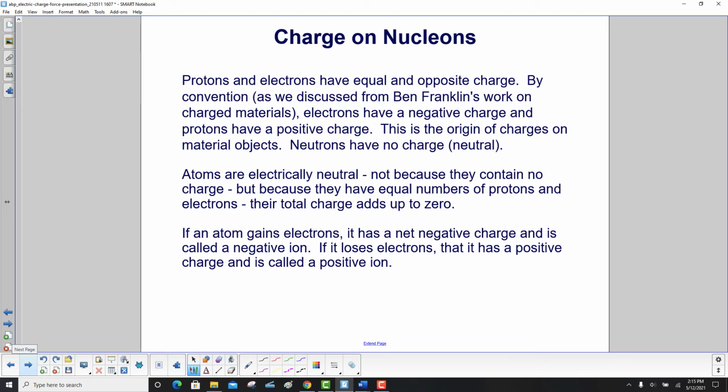Protons and electrons have equal and opposite charge. By convention, as we discussed from Ben Franklin's work on charged materials, electrons have a negative charge, and protons have a positive charge. This is the origin of charges on material objects. Neutrons have no charge, they're neutral. Atoms are electrically neutral, not because they contain no charge, but because they have equal numbers of protons and electrons. Their total charge adds up to 0. If an atom gains electrons, it has a net negative charge, and it is called a negative ion. If it loses electrons, then it has a positive charge and is called a positive ion.